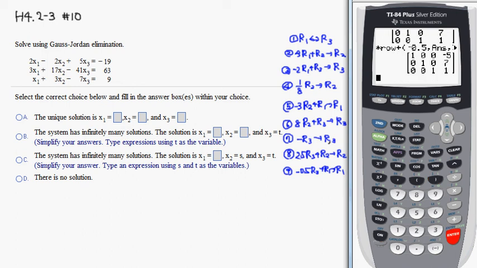All right, so now this is the reduced form, and you can see that it has a unique solution. X1 is -5, so it's -5 right here, and X2 is 7, and X3 is 1. All right, that's it. I hope that this was clear.